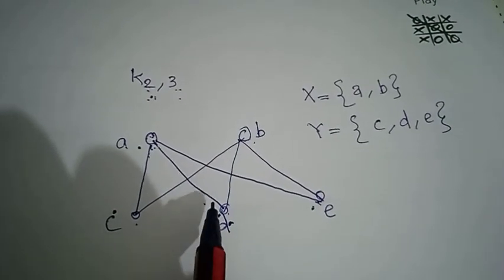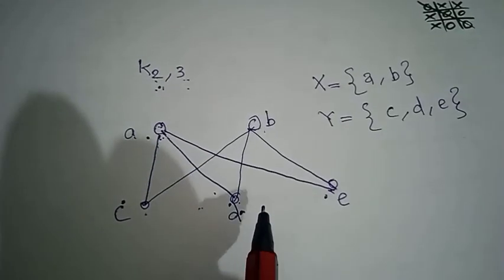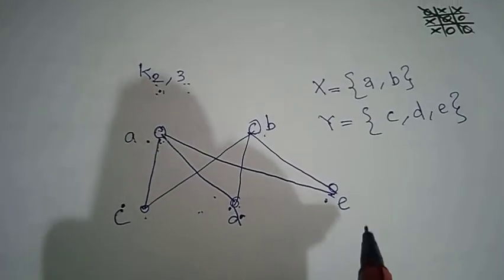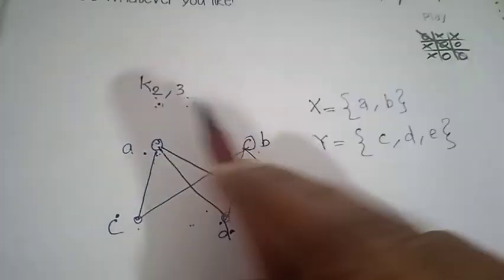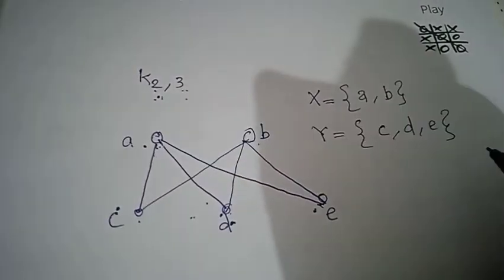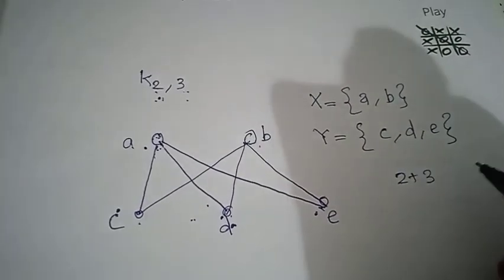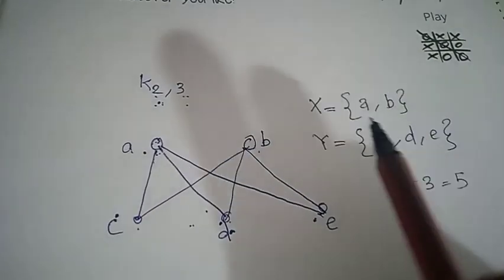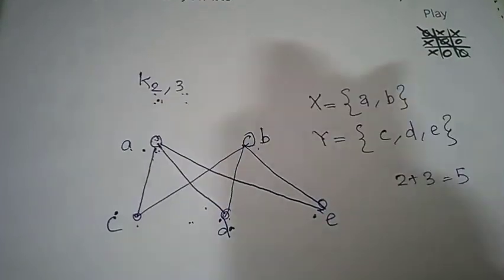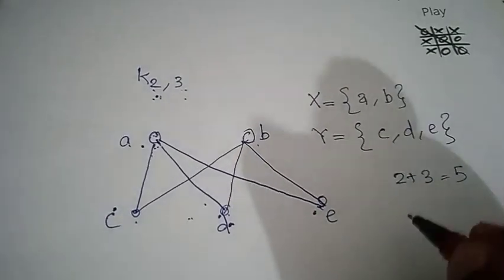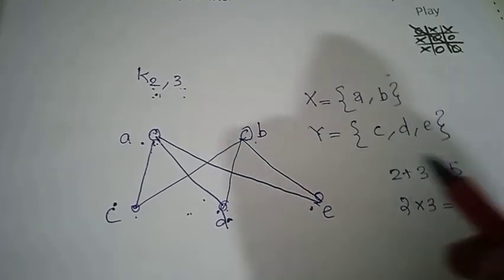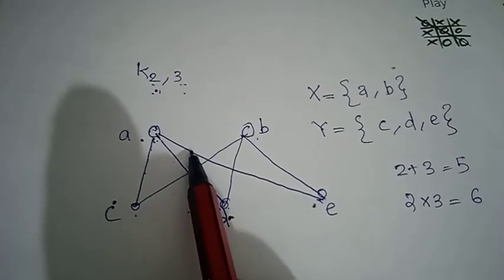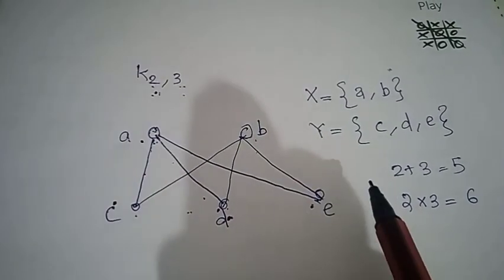Then we also said that Kmn has m plus n vertices and mn edges. We have to check that. We said that Kmn, that is K23, has m plus n vertices, that is 2 plus 3 vertices. Here we can say that A, B, C, D, E are 5 vertices, and mn edges, that is 2 into 3, that is 6 edges. We have to check it. 1, 2, 3, 4, 5, 6. There are 6 edges.